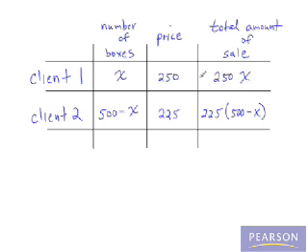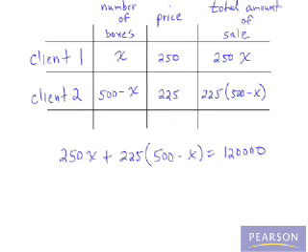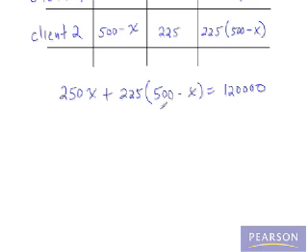Now we also know that the total amount sold to both clients is $120,000. So this expression, 250X, plus this expression, 225 times the quantity 500 minus X, if we were to add those two together, we get the total amount sold altogether, which has to equal $120,000. So 250X plus 225 times the quantity 500 minus X must equal $120,000. There's our equation. We'll go ahead and solve this equation for X.